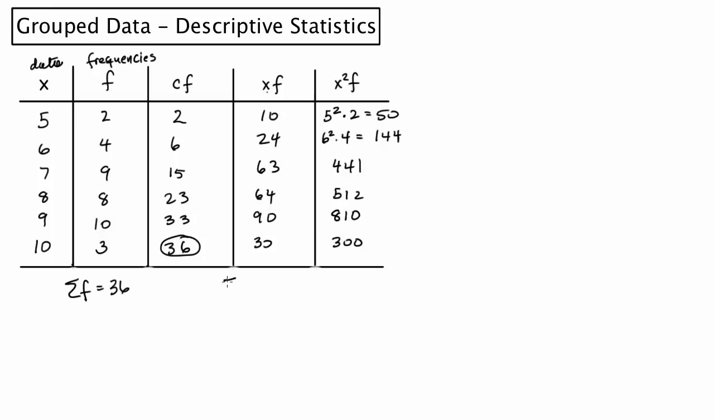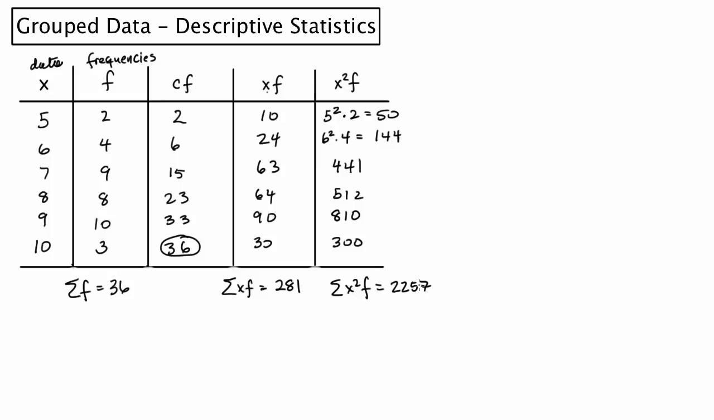We'll also need to sum these columns as well. So the sum of the XF column, if we add all these values up, we should get 281. Go ahead and check this on your own just to make sure that everything's right, but it's 281 for that column. Finally, the last column is the sum of the X squared F column, which adds to 2257.